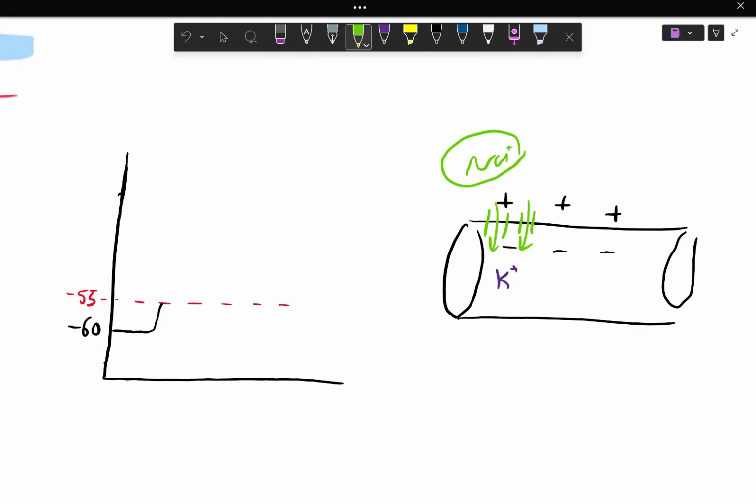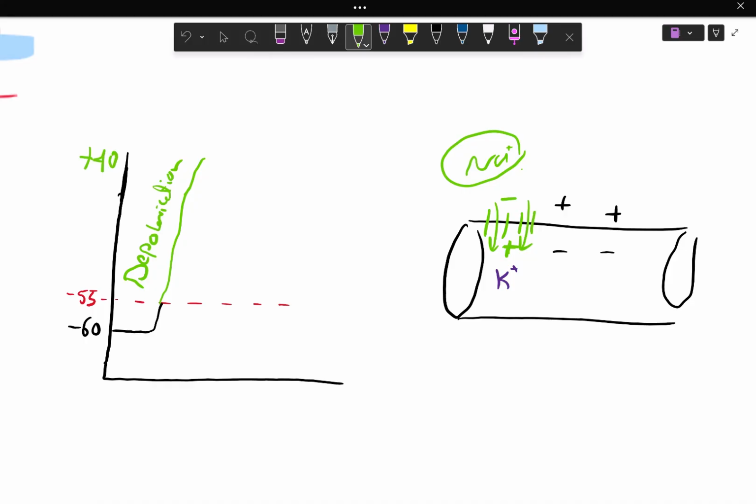If positive ions keep moving inside, that means the polarity will change. So instead of inside being more negative, now the inside will be positive and outside will be negative. If we looked at the curve, the membrane potential will keep increasing and increasing. This flip in polarity is called depolarization, because we changed the polarity. This increase will keep going up to positive 40.